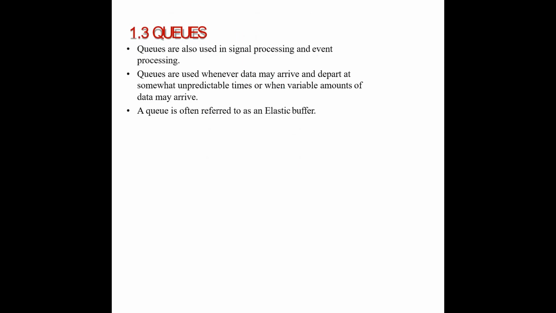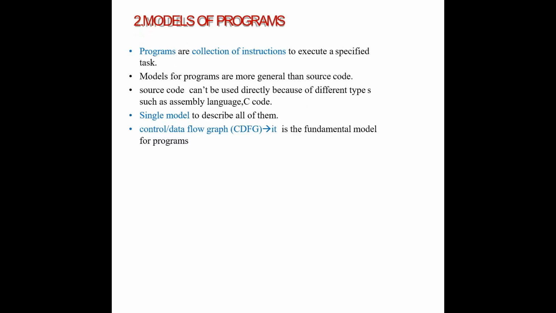The next one is queues. Queues are also used in signal processing and event processing. Queues are used whenever data may arrive and depart at somewhat unpredictable times, or when variable amounts of data may arrive. A queue is often referred to as an elastic buffer.